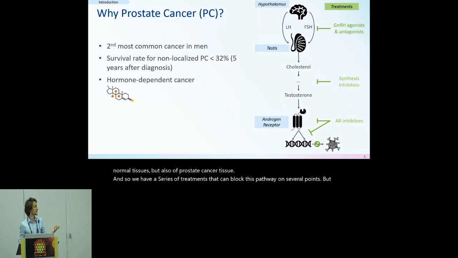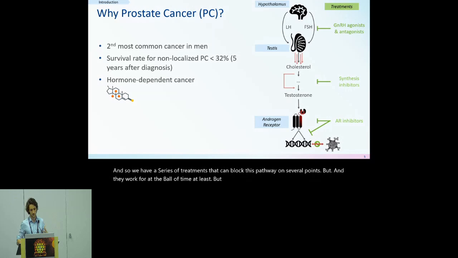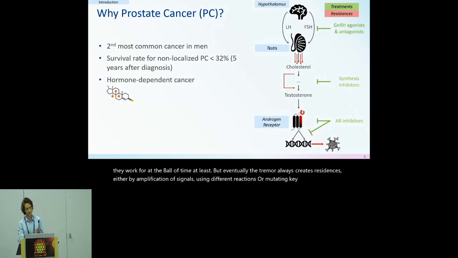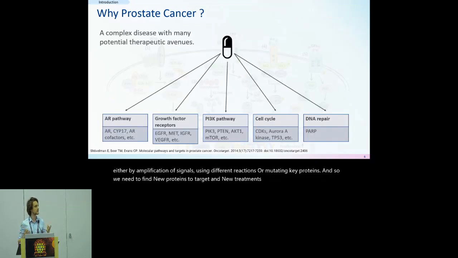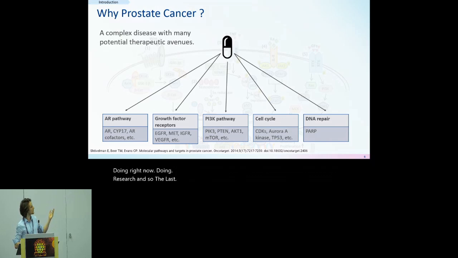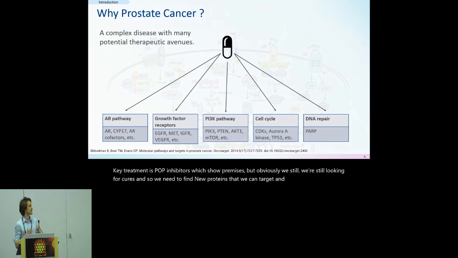And they work for a couple of years at least, but eventually the tumor always creates resistances, either by amplification of signals using different reactions or by mutating key proteins. And so we need to find new proteins to target and new treatments. There is a lot of research being done right now. The last key treatment is PARP inhibitors, which show promise, but obviously we're still looking for cures. And so we need to find new proteins that we can target, and not new drugs that target the same proteins. And thus the need for target repositioning.